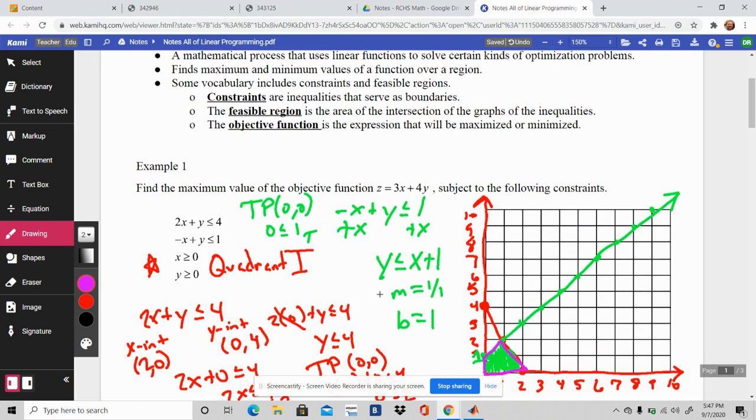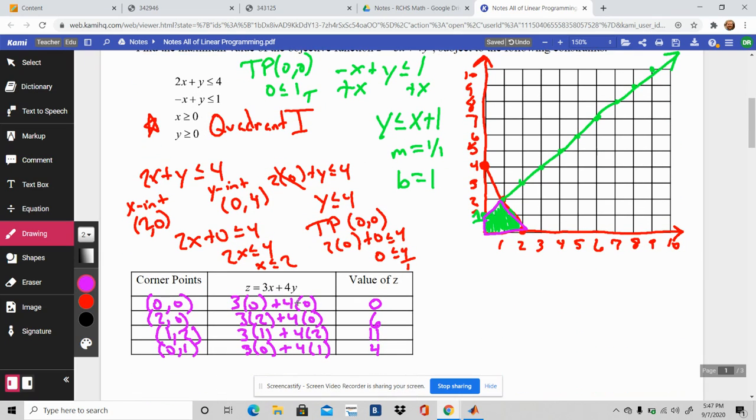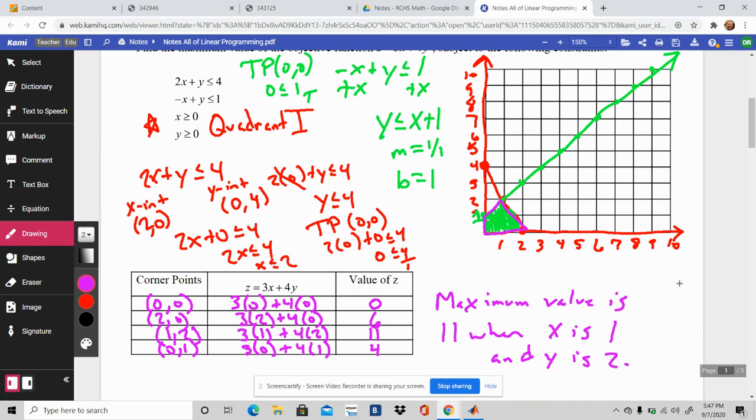All right, so the objective before was to maximize this expression. So we're going to try to maximize, and the maximum value out of the numbers that we got was 11. What this tells us is that the maximum value is 11 when x is 1 and y is 2.